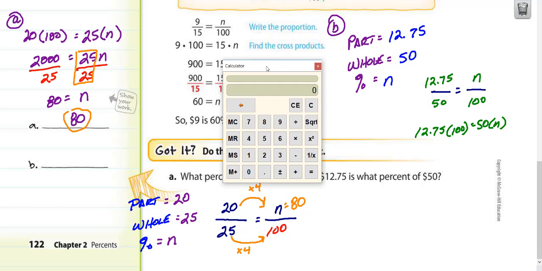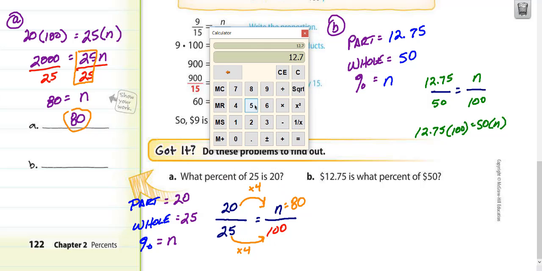Let's get our calculator out. You should have a calculator when you work these. 12.75 times 100. I bet a bunch of you realized, hey, you just moved that decimal point twice. Yes, you do. So we have 1,275 equals 50n. We're going to divide by the coefficient, divide by the 50. And when we take 1,275 divided by 50, we get 25.5. 25.5 is the value of n.